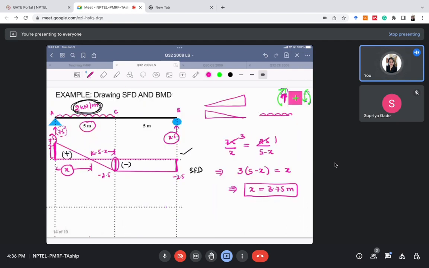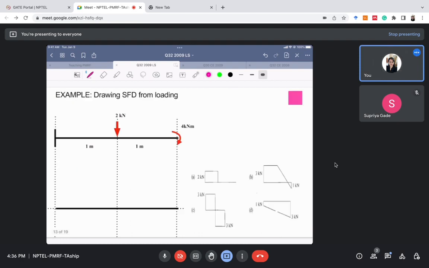Now one more question we can also try. I guess it was a GATE question, I'm not very sure. In this question, we are given a cantilever beam with loading. Let's call the points A, B, and C. At point B there is a point load, and at point C there is a moment. Four options are given, and they are asking what should be the shear force diagram for this particular loading diagram.